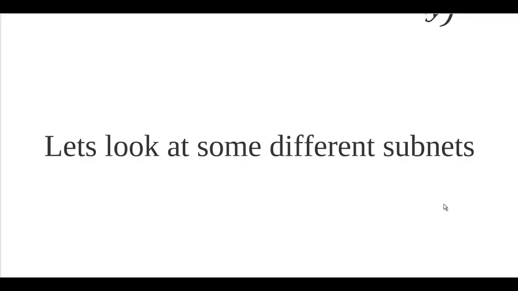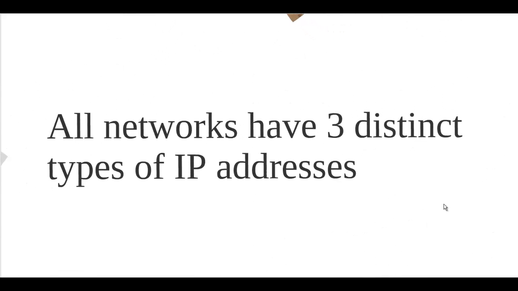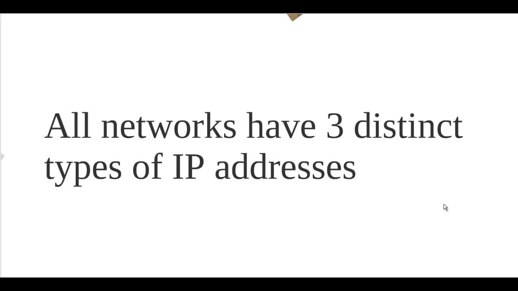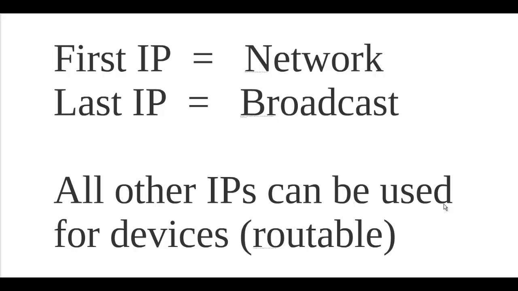So, some different subnets. These are not the classful ones. These will be classless or custom subnets. So I see a /30, a /29, a /28, and they are different numbers. So IP addresses are changing and the subnets are changing. But before we dive into these little custom subnets, we have to know something. Every network has three distinct types of IP addresses, and they are the network, the routable, and the broadcast.